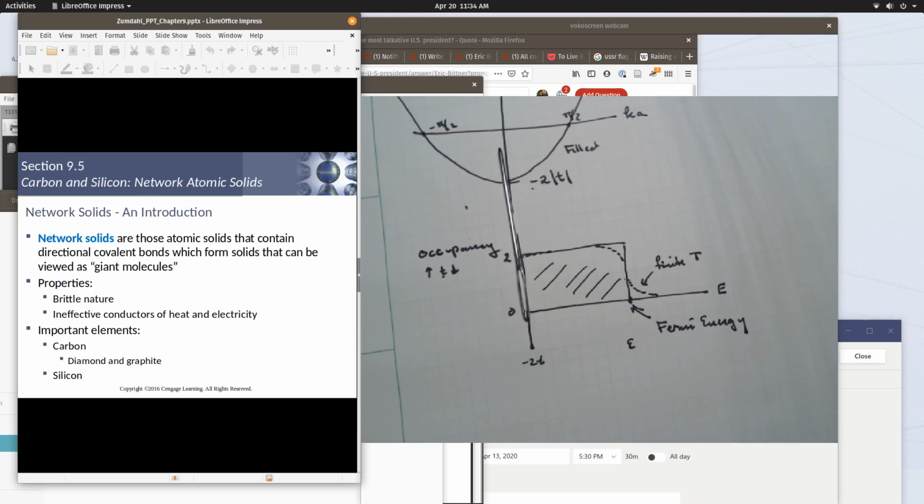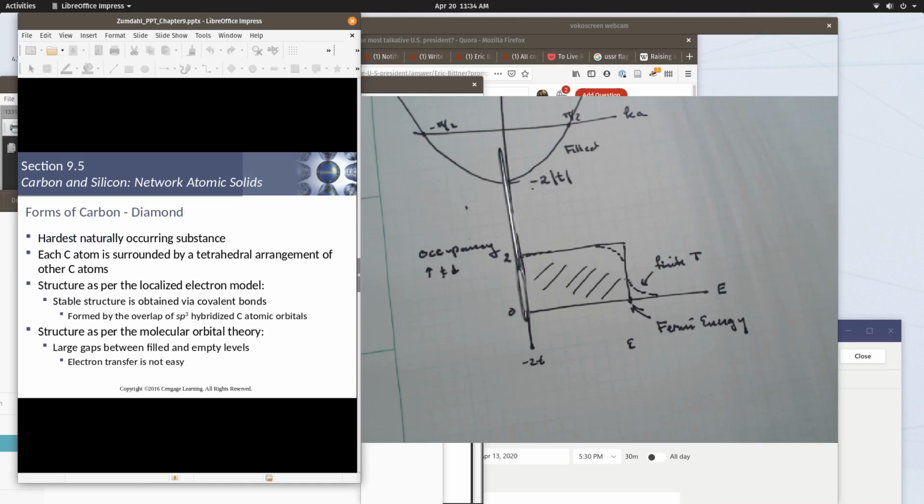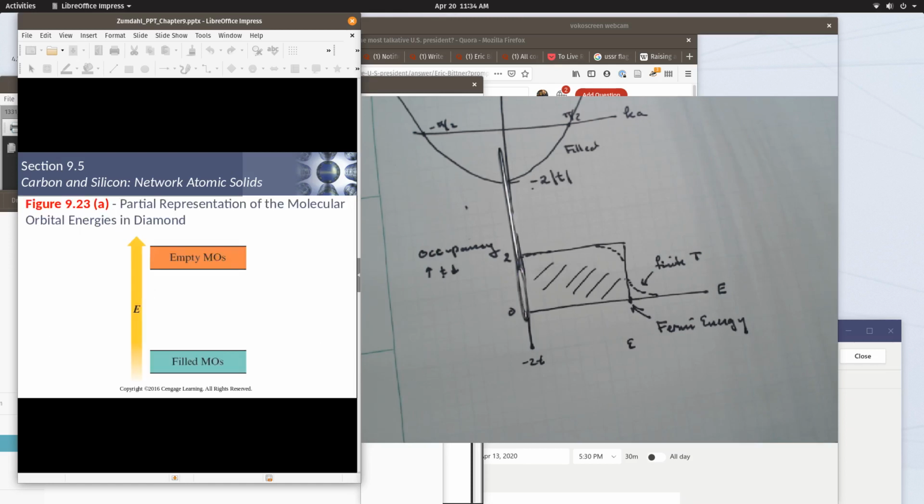You can also have network solids. And a network solid is like diamond and graphite. I want to move ahead and continue to talk about the electronic structure, and I'll come back to the network solid part in a different discussion. So let me move forward. Okay, so here we go.